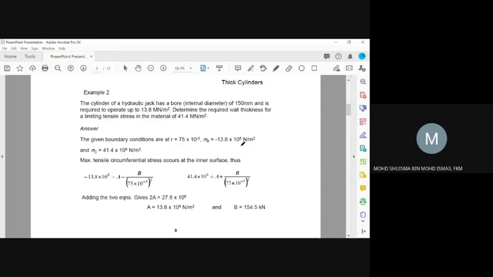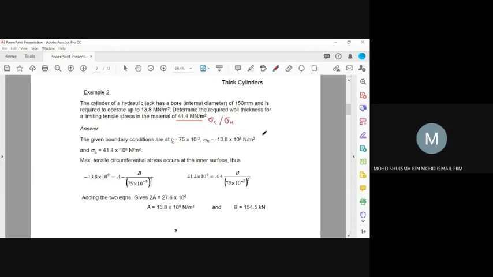So if we take a look at the boundary condition, we know that inside the cylinder we have a pressure, right? Therefore, at Ri, this is the internal radius, we have sigma r is equal to minus Pi, so we have minus 13.8. And when it says limiting tensile stress of 41.4 megapascal, tensile stress in a thick cylinder is given by the hoop or circumferential stress. So in other words, this is sigma C or sigma H. Either one, you can use it.